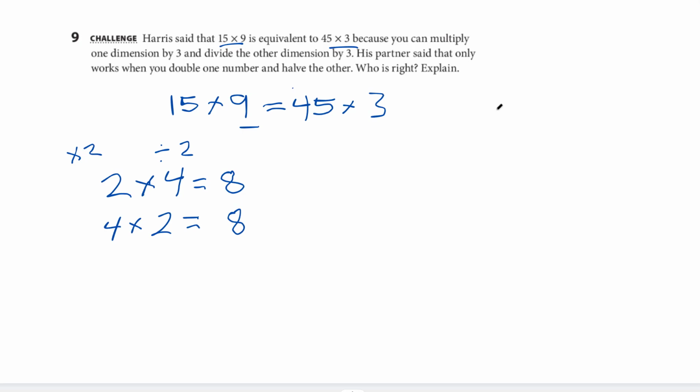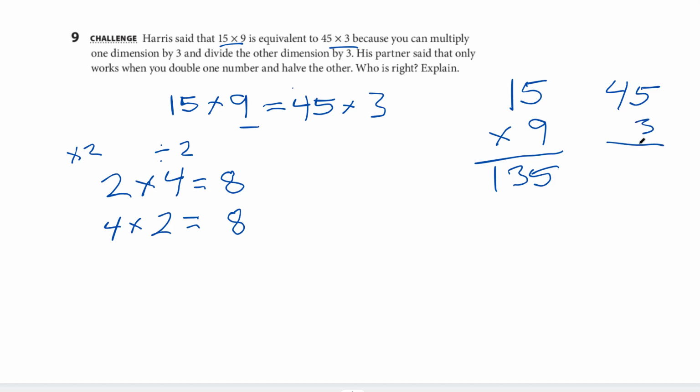And if I work this out, 15 times 9, and we've drawn these shapes out as 135. And I triple this one and make this one 45. So I multiply the 15 by 3 to get 45. If I do that and then I take the other factor and divide it by 3, I'll have 3. I still get 135. Just like I did here.